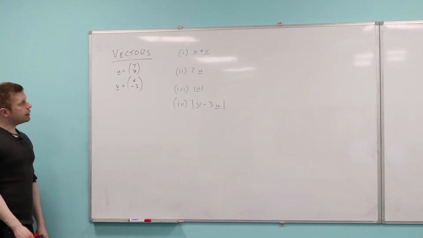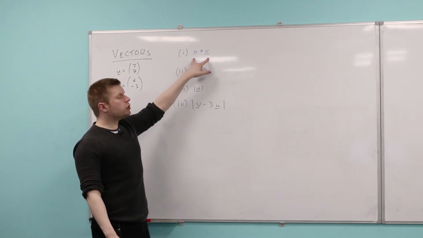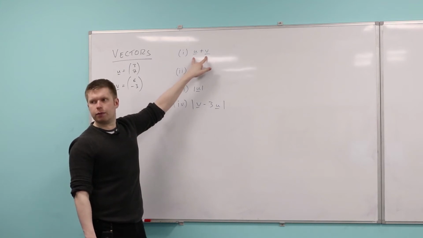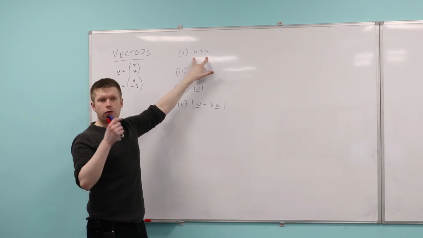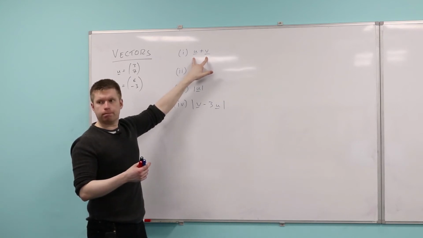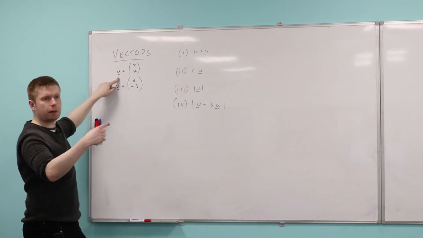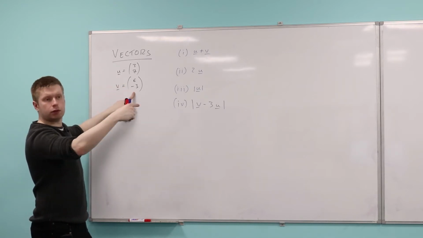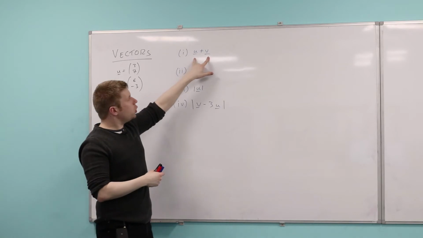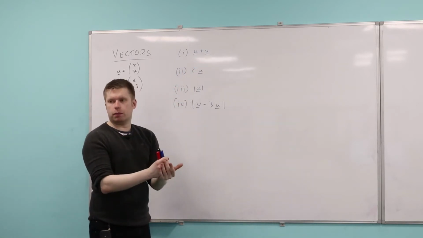So let's think about this. First of all, can anybody give me any suggestions for what they think u plus v means from a geometric perspective? Okay, so u is just moved 3 steps across and then 7 steps up. v is moved 6 steps across and 3 steps down. What would u plus v mean from a geometric perspective?